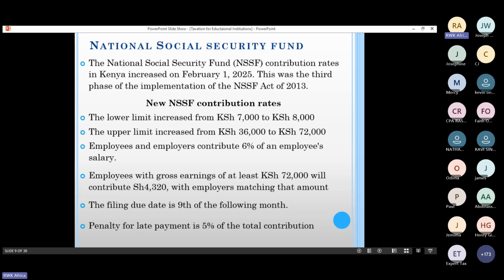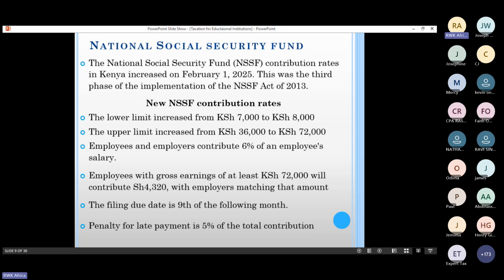So we have checked on the different taxes affecting the educational institution. Now we can check on the other contributions or statutory deductions that relate to the pay as you earn. The first one, we have the NSSF. I believe we have been paying the NSSF. So the NSSF is contained in the NSSF Act 2013. And we have seen the different changes that have been happening. So in this year, February 2025, we got new contribution rates that are governing this phase.